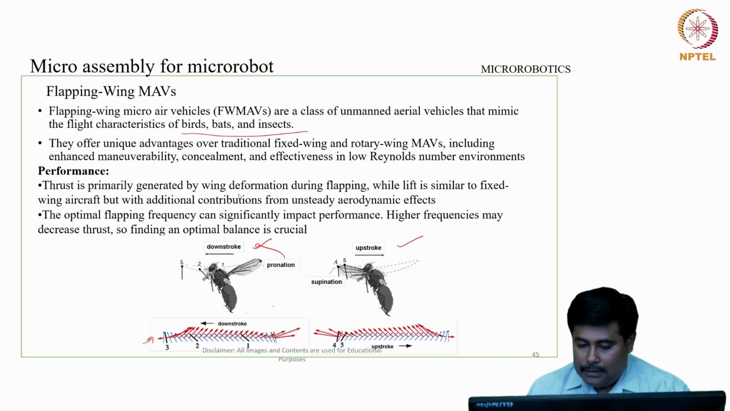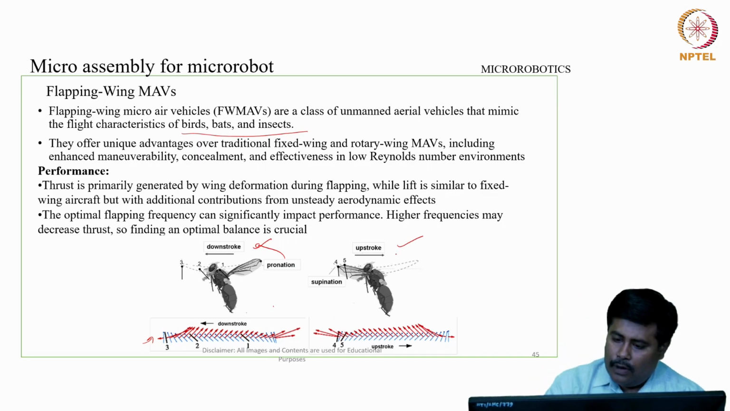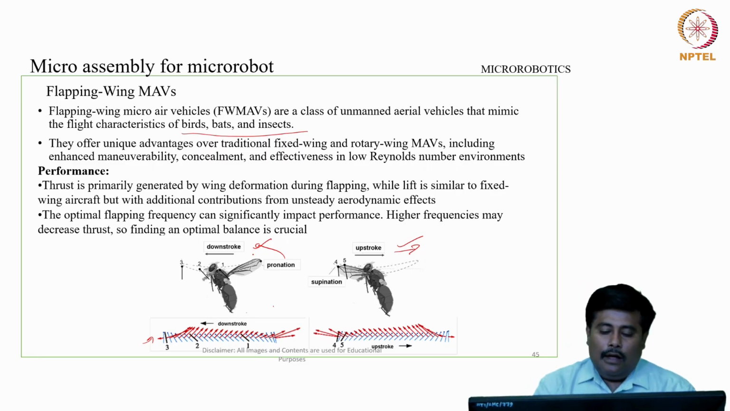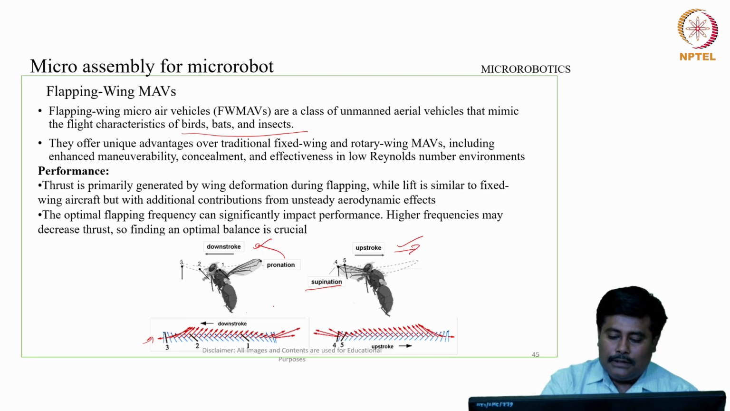In this case, we have two different strokes. One is called the upstroke and the other is called the downstroke. In the downstroke, we have pronation in place, and when we consider the upstroke, we have supination in place.